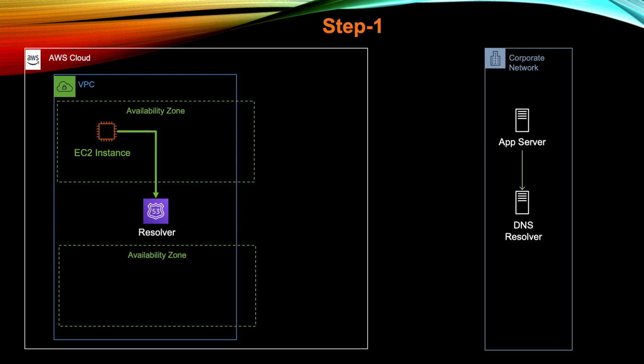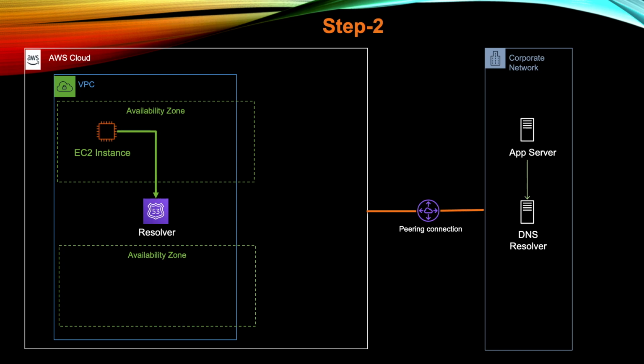But because we are simulating this, we'll create a peering connection between these two VPCs. And after creating this peering connection, this EC2 instance will be able to ping the app server, and the app server will be able to ping the IP address of this EC2 instance, but they won't be able to resolve the DNS name of each other. So let's first do that part, and then we'll move forward and see how the endpoints will help us to resolve these DNS names.